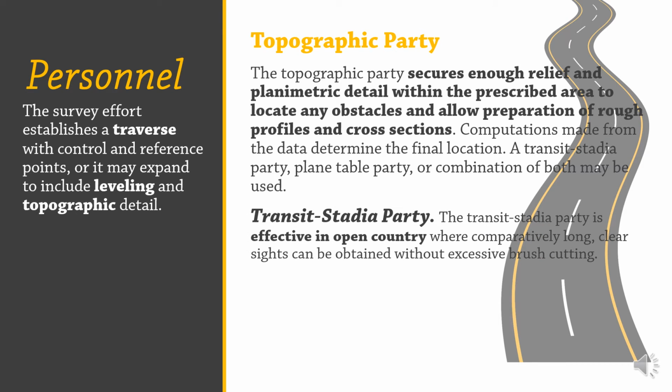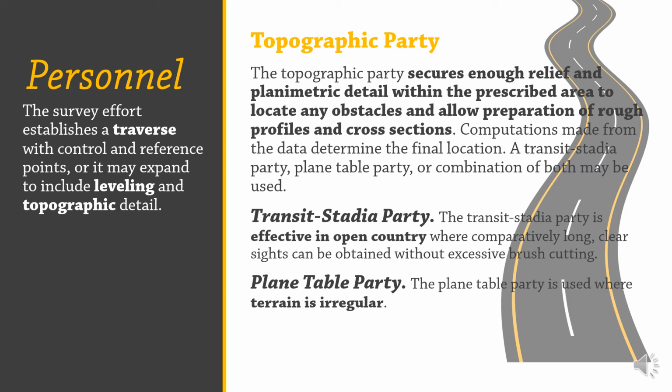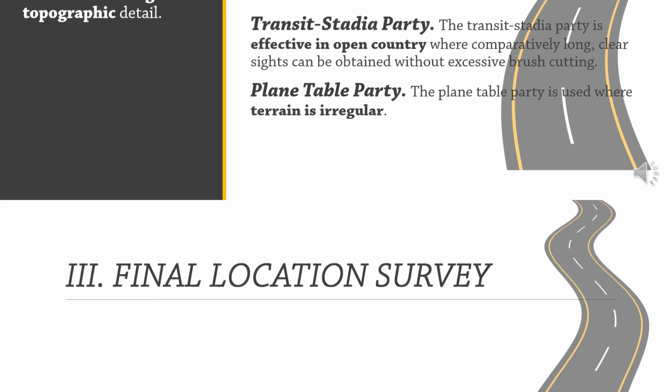So sa topographic party, merong dalawang party na under, that is transit stadia party, where it is effective in an open country. So where yung sites is mahaba, then clear yung mga sites, walang masyadong obstacle. Then plain table party naman is used where the terrain is irregular. So plain table surveying is most effective sa mga irregular na terrains.